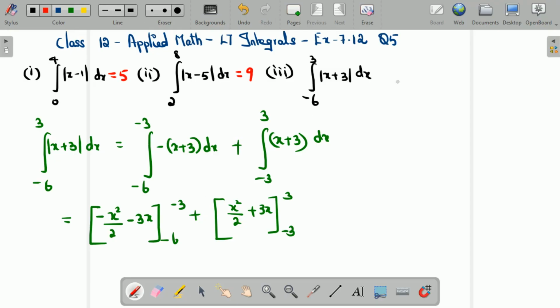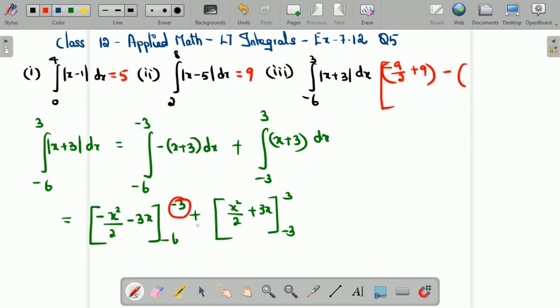So in the first case, remember there is a negative sign. I am applying the upper limit of minus 3. Minus 3 the whole squared is 9, so 9 by 2, so minus of 9 by 2. Now I am applying minus 3 as the upper limit. There is a negative sign, so minus 3 into minus 3 is going to be plus 9. This is the value of just the upper limit.